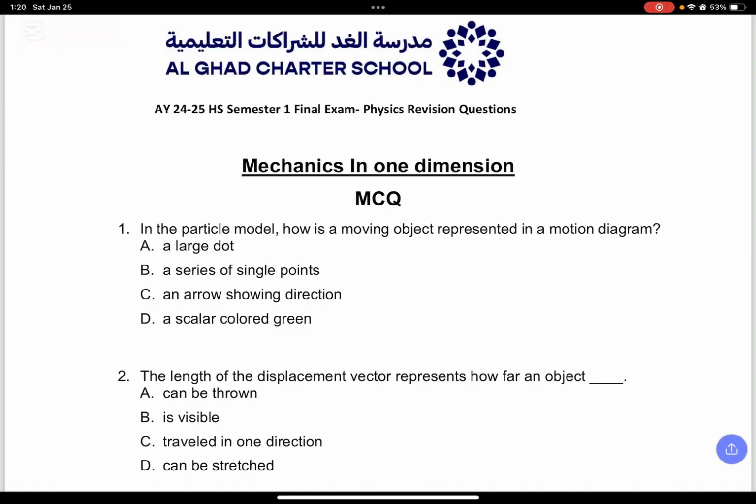So if you want to represent an object moving by a motion diagram, it's gonna be a series of single points, and it's gonna be faded or something like that, so it shows that it's moving. Yeah, that's it. So one is B.